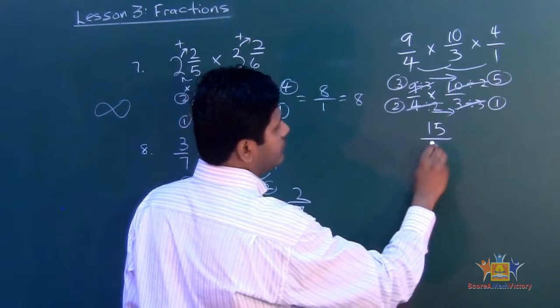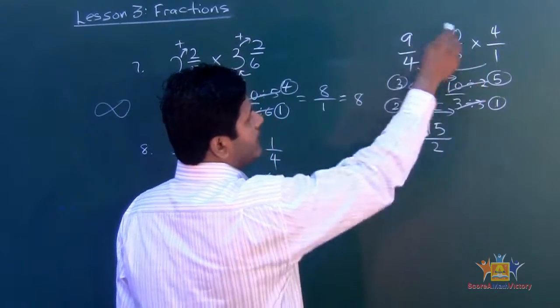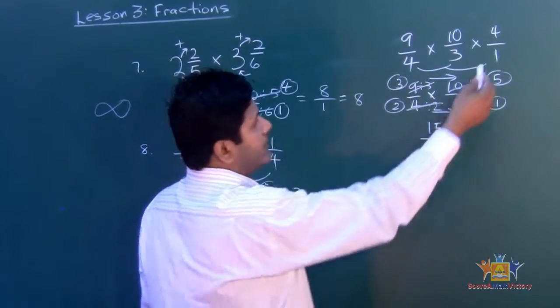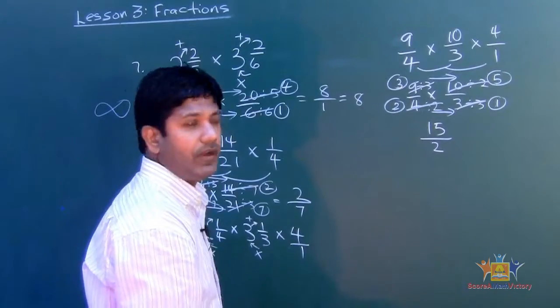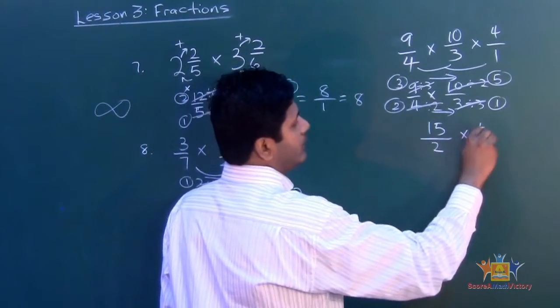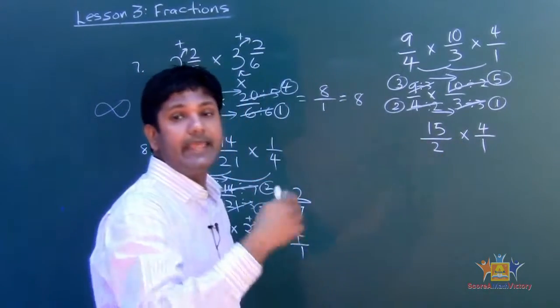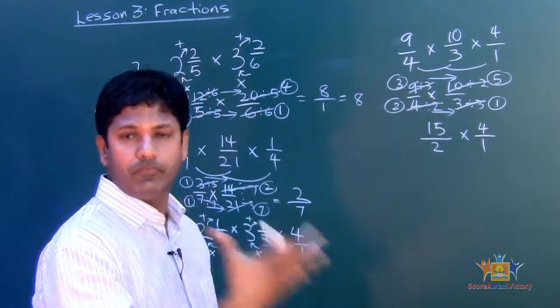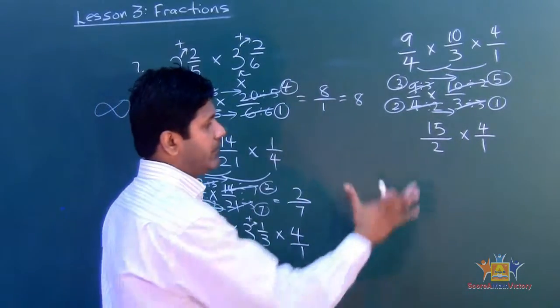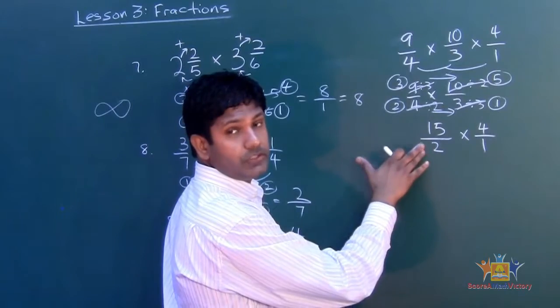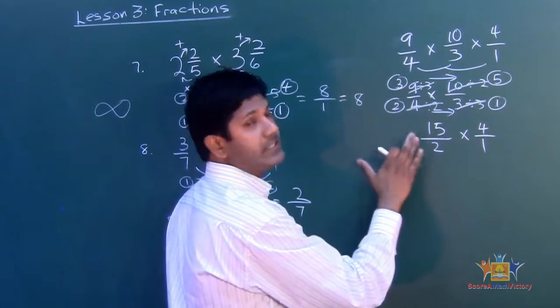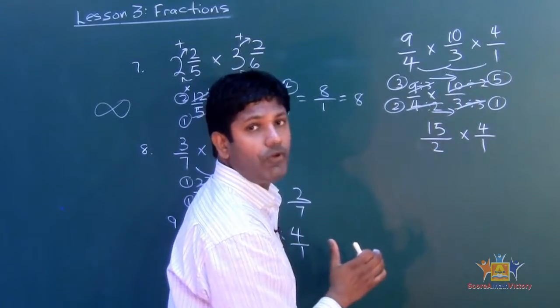2 times 1 is 2. Now I only completed this one. Do not change it yet because we want to multiply with another fraction, which is 4 over 1. After you complete it, then simplify or change it to the proper form, alright? Like right now you got 15 over 2, which is an improper fraction, but you don't change it yet because you still have to multiply with 4 over 1.